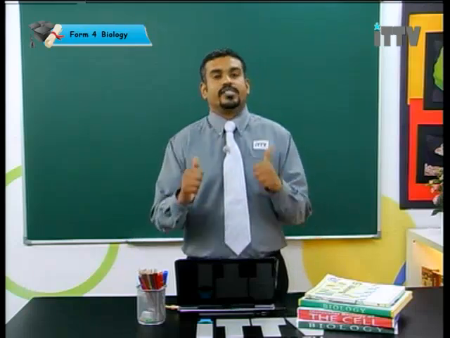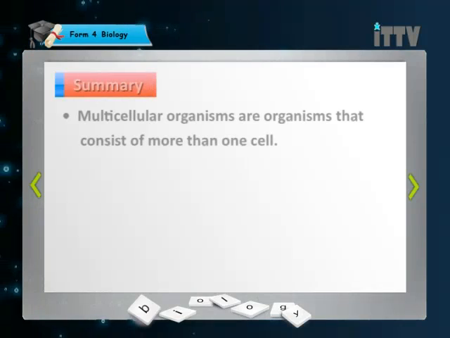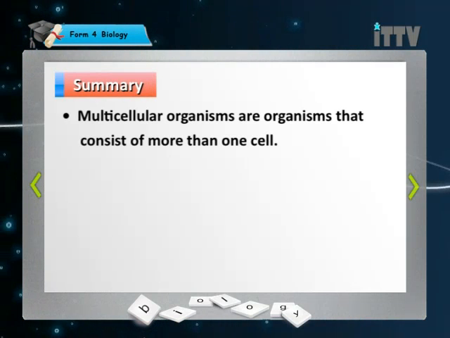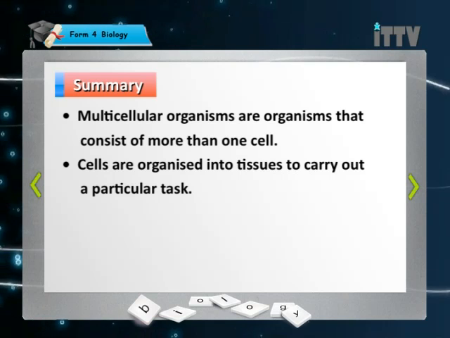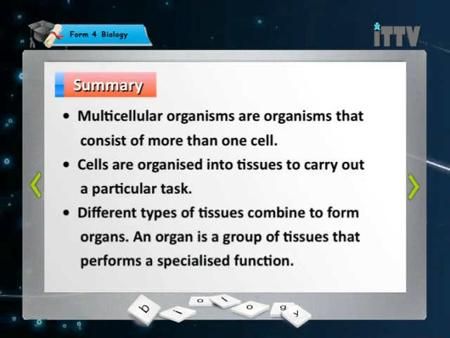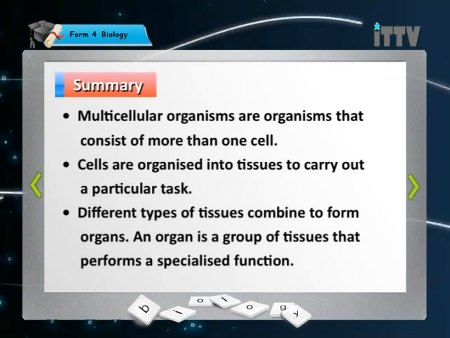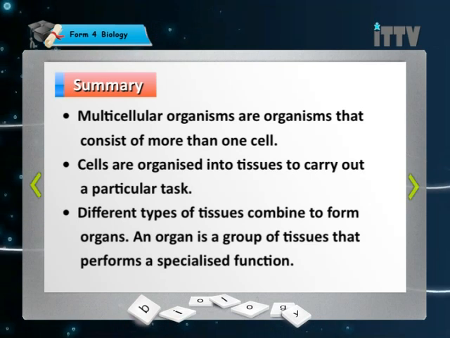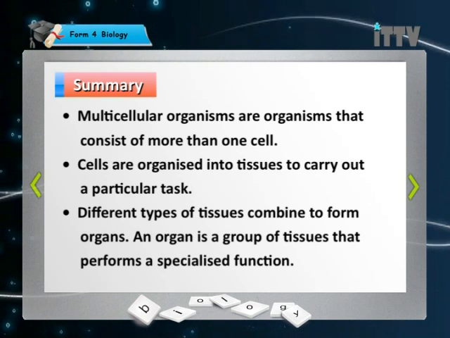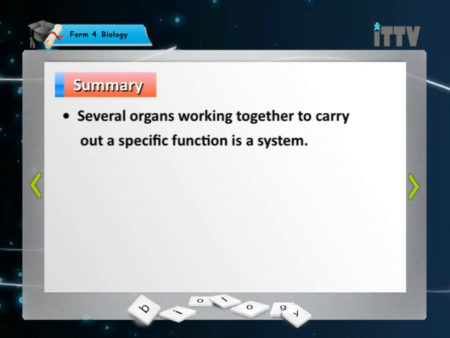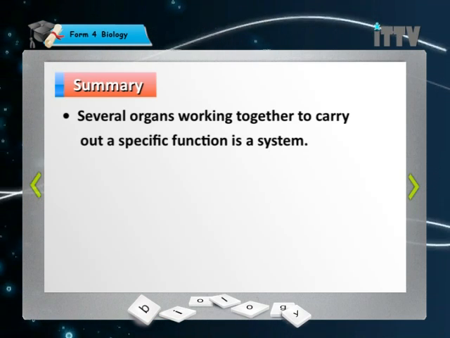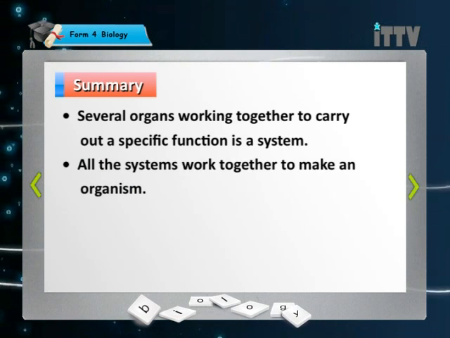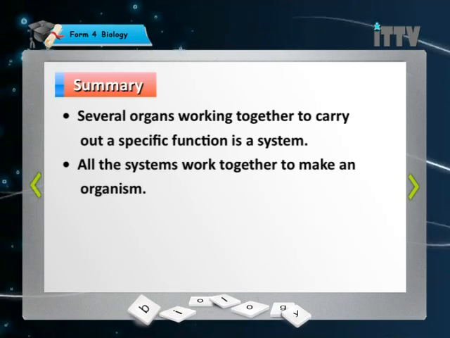Okay? Awesome. So now, let's take a brief summary of the whole thing. Multicellular organisms are organisms which consist of more than one cell. Cells are organized into tissues which carry out a particular task. Different types of tissue combine to form organs. An organ is a group of tissues that performs a specialized function. Several organs working together to carry out a specific function is known as a system. And all the systems, when they work together, make up an organism.